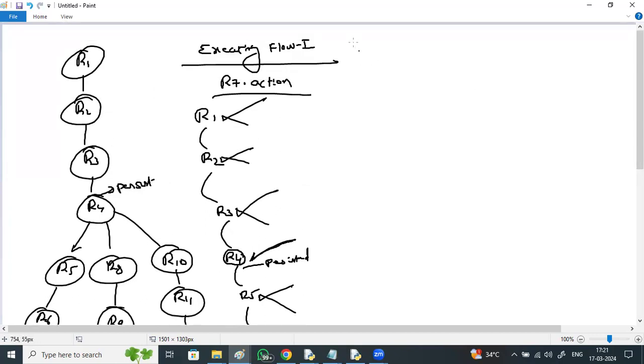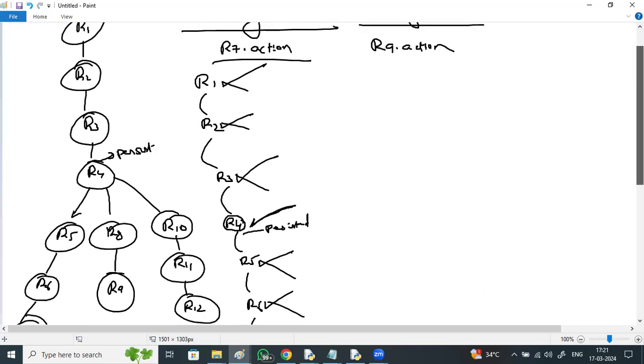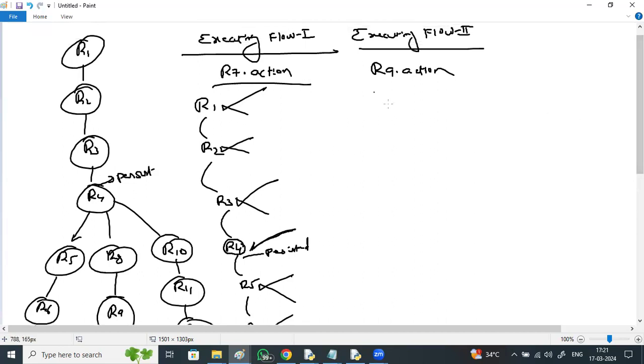Now, executing flow 2. Flow 1 totally should execute. There is no other choice. But from flow 2, whenever you say R9 dot action, try to understand here. Whenever you say R9 dot action, when R4 is persisted, do you think it will execute again from the start?